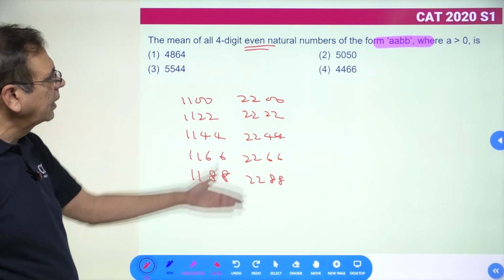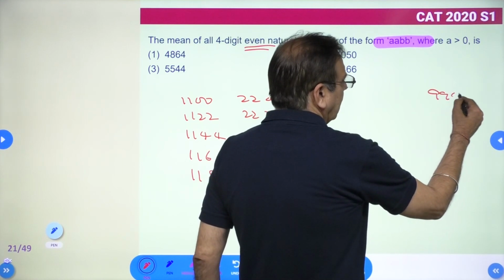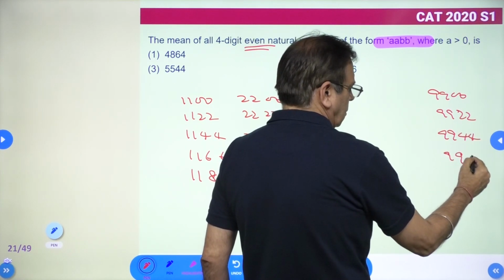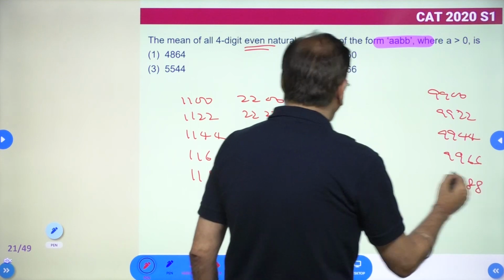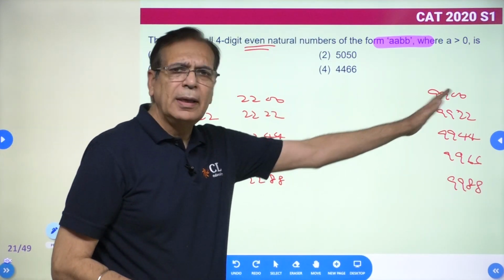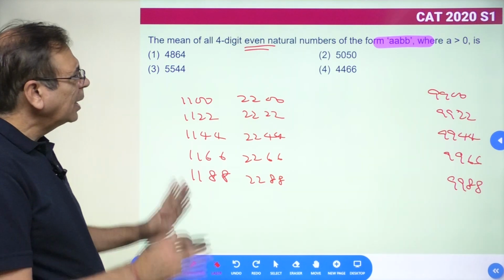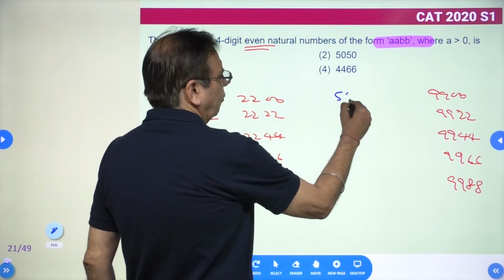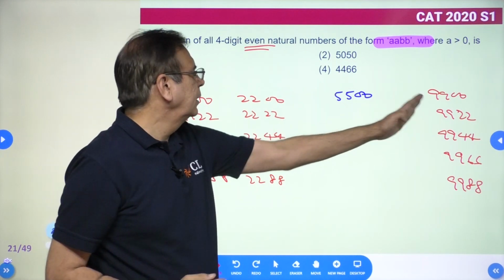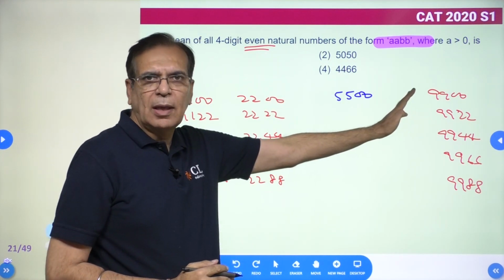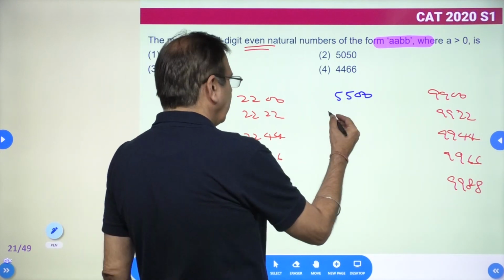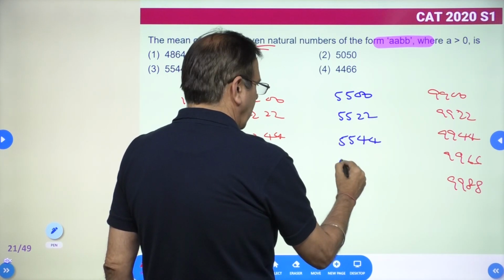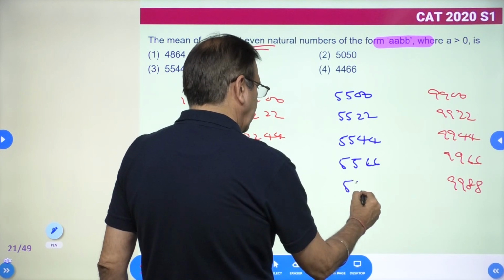Another. So first arithmetic progression, second arithmetic progression. What will be the last one? 9900. This is how it will be, right? So starting with 1, 2, 3, 4, in this way we will make 9 series. But tell me one thing, these are 9 series, right, which will be the middle series? The middle series will be 5500, because I will have 1199, 2288, 3377, 4466. So what is the middle one? 5500, 5522, 5544, 5566, 5588.